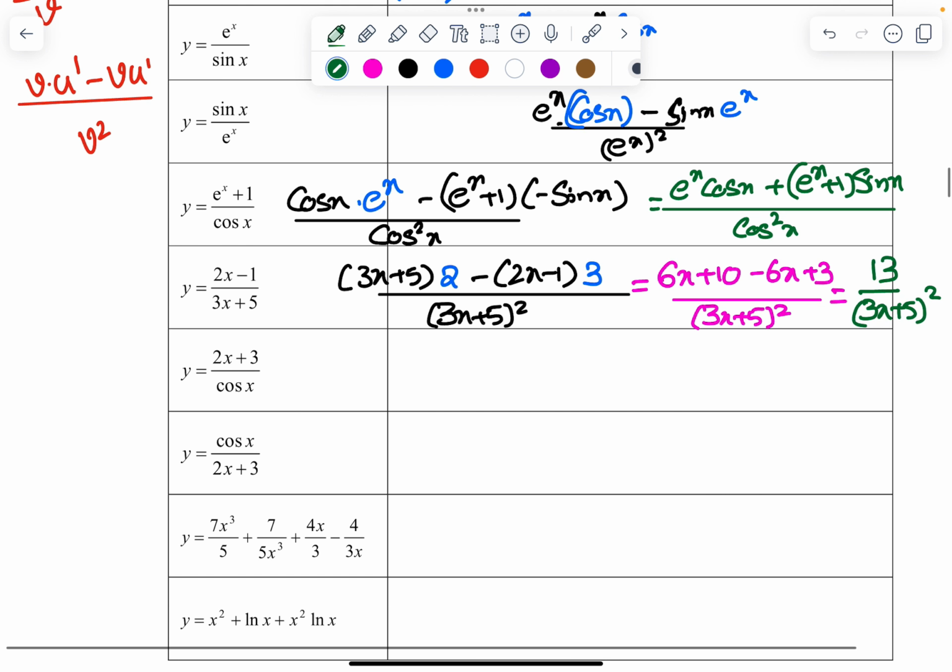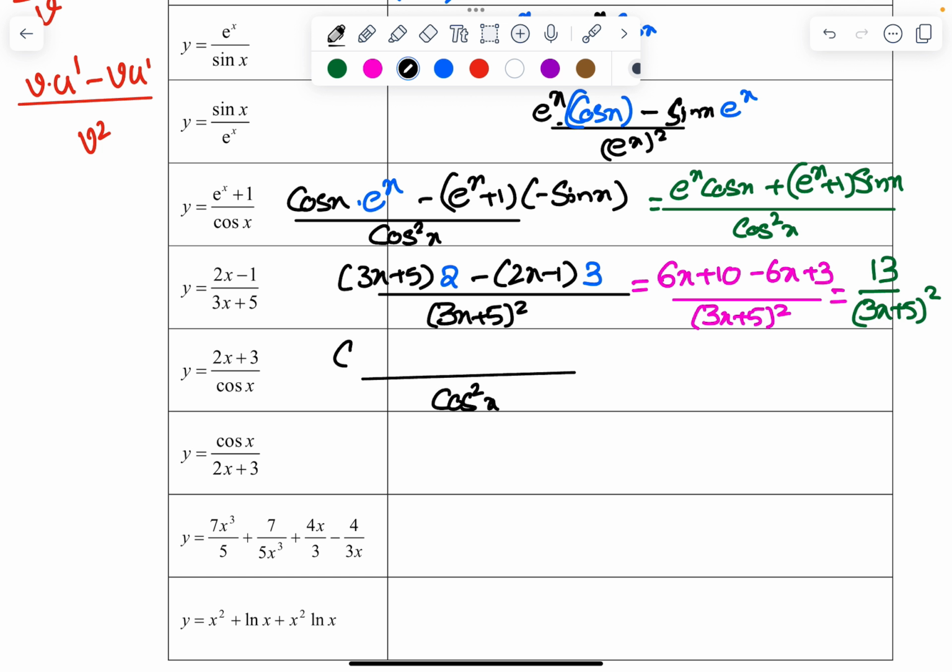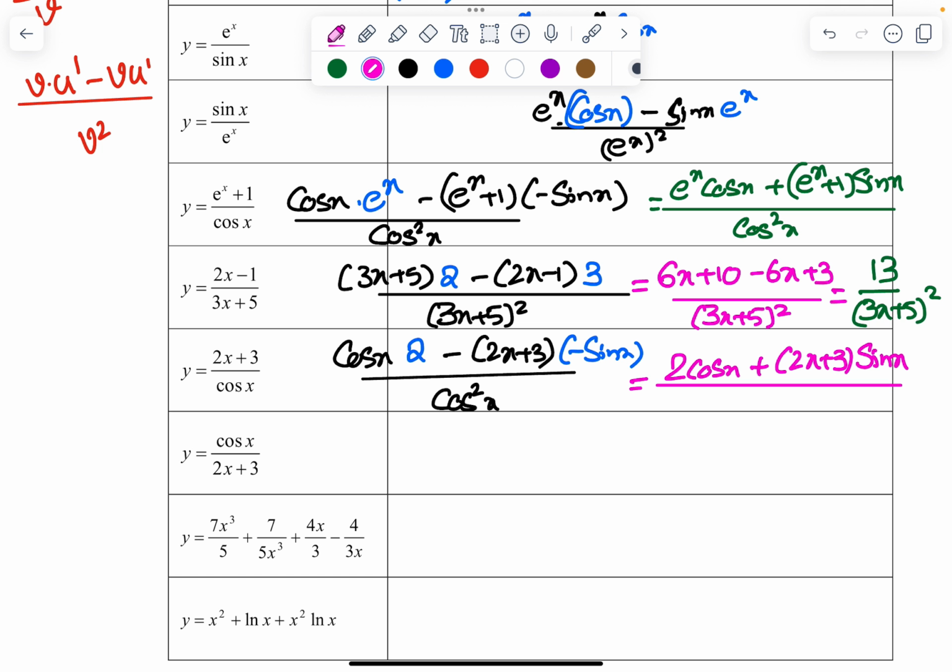Next, cos square x, cos x. 2x plus 3 derivative is 2 minus 2x plus 3. Cosine x derivative is negative sin x. So what's going to be the final answer? 2 cosine x plus 2x plus 3 sin x divided by cos square x.